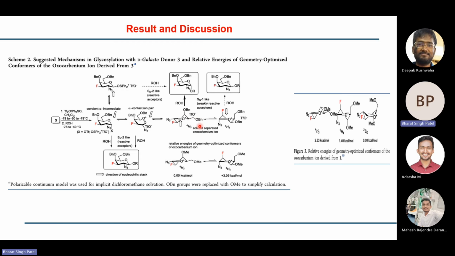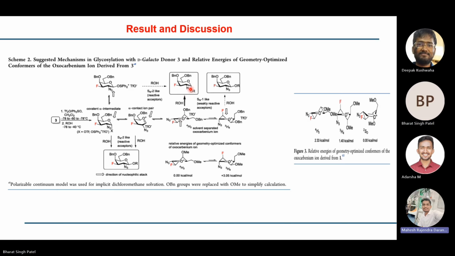So between these two, this one is more stable, and there are two possibilities to open this one. Like the half chair, there are two openings, right? Both sides can attack, but this attack only gives the chair conformation. So that's why the alpha product is forming.